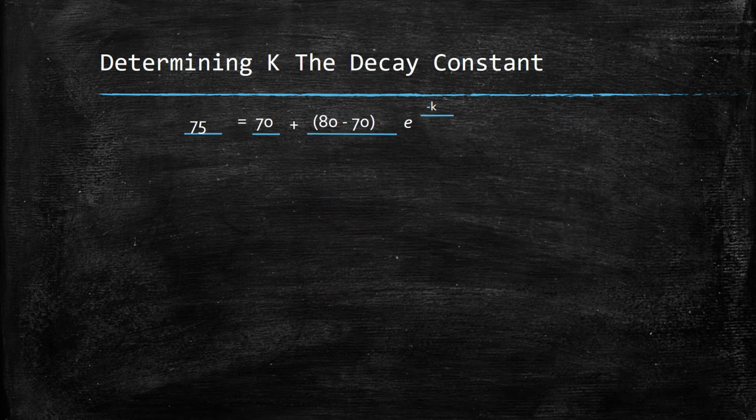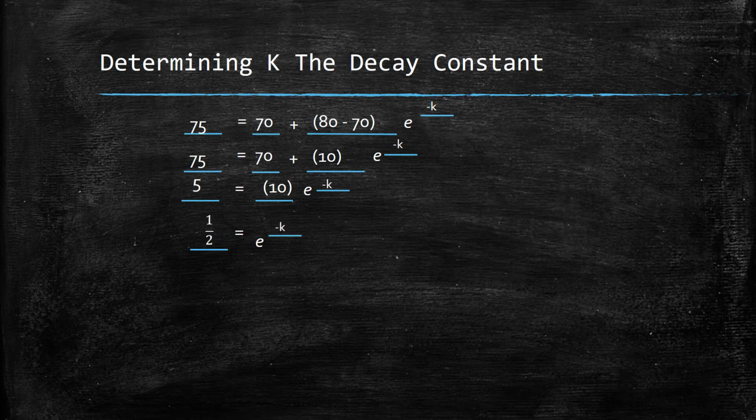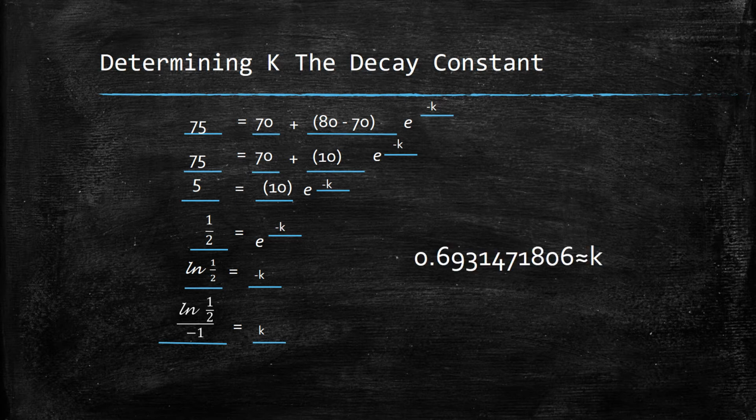Once we have plugged in all our variables into the equation, this is what it will look like. Our first objective is to get e to the negative k onto one side. Once we do this, we need to use natural log in order to eliminate e and be able to solve for negative k. Once we have negative k on one side, we must divide by negative 1 since we are looking for k and not negative k. Once we do this and plug this into a calculator, we'll receive this as our answer.